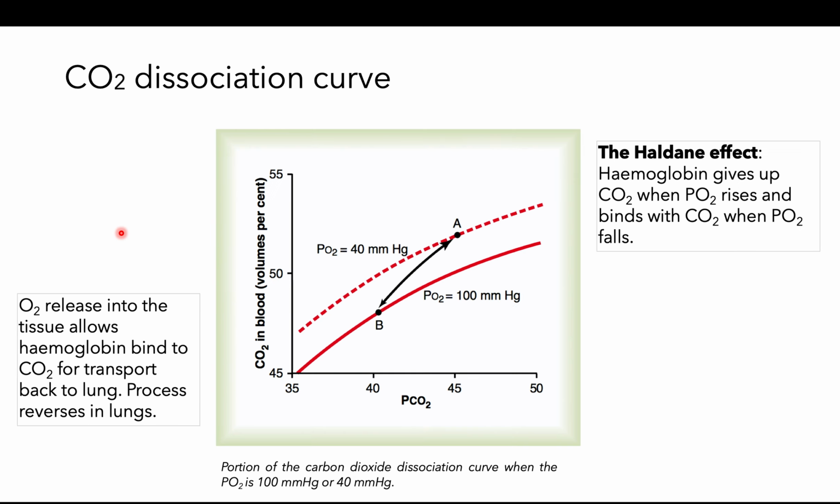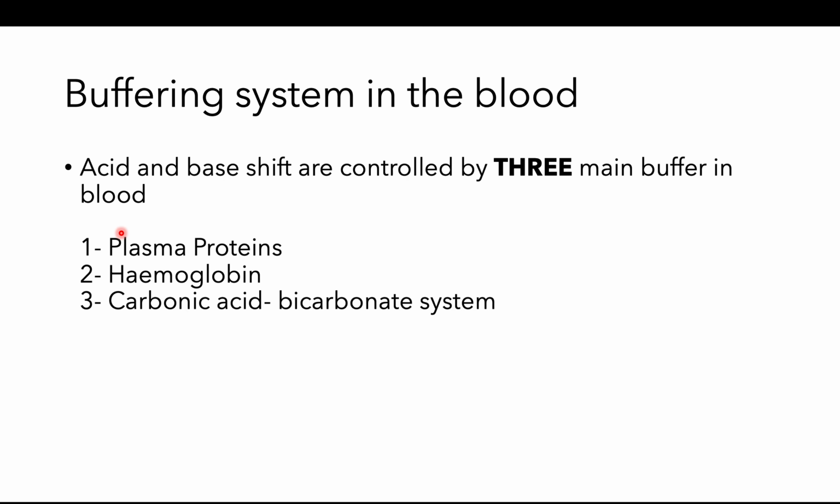Okay, this is a similar process to the dissociation curve, we need to know this. So this is the buffering system in the blood. The first one is the plasma protein. The protein in the plasma itself will bind to the acidic concentration. Then we have the hemoglobin and the next one is the carbonic acid system.